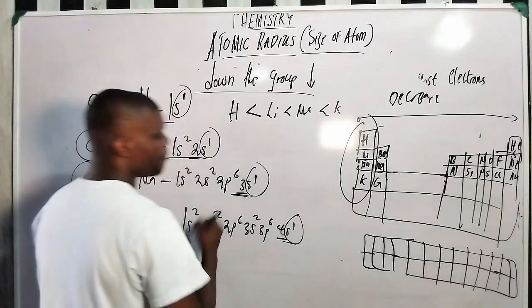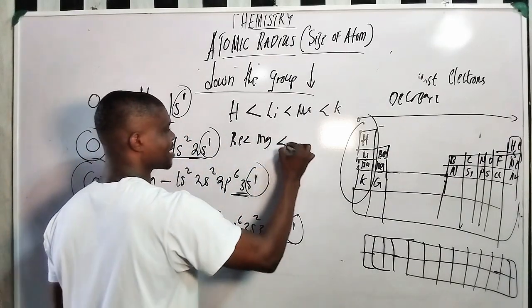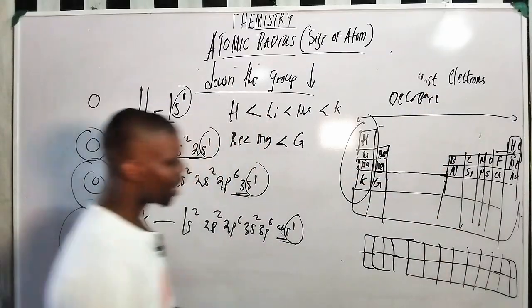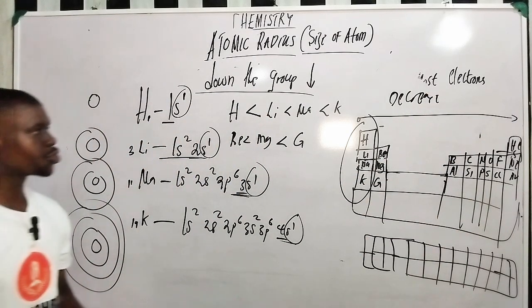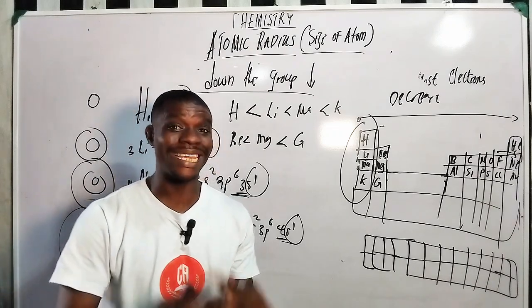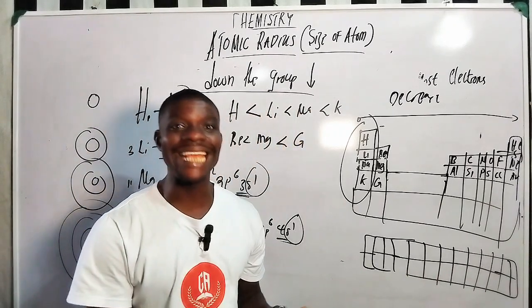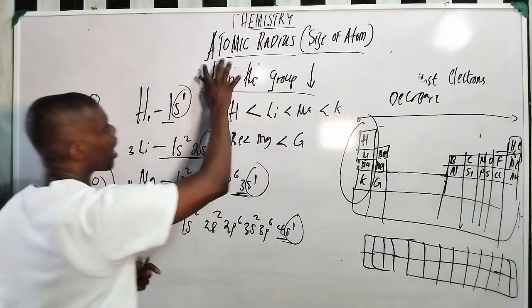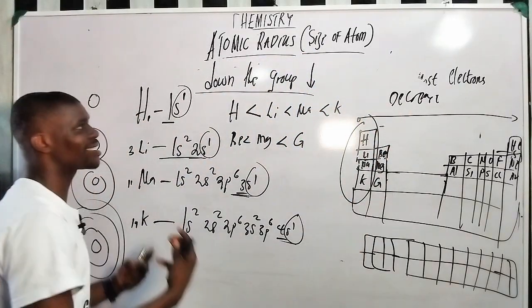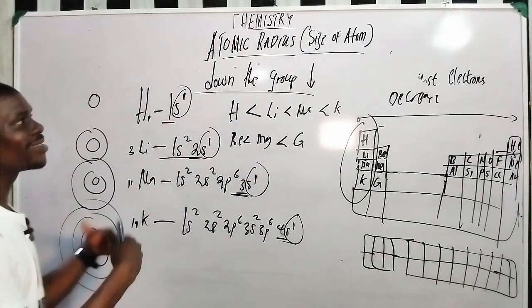The same thing applies to the other group here: beryllium is less than magnesium, and magnesium is less than calcium. So as you go down the group, the size of the atom increases. But across the period, it decreases. This is what you need to know about the atomic radius, which we call the size of the atom. Hope you understand. So that is everything about the atomic radius.